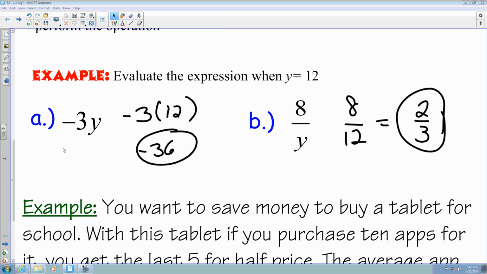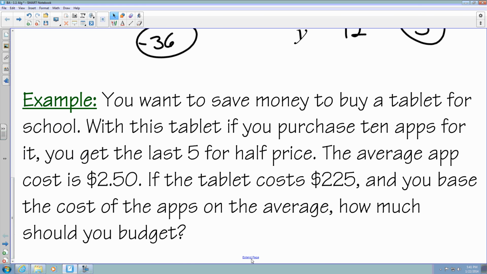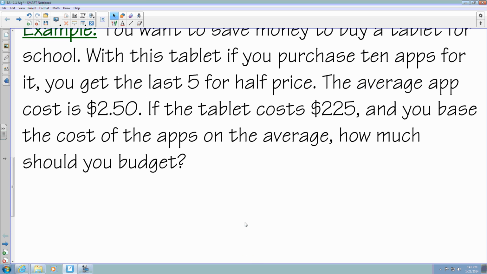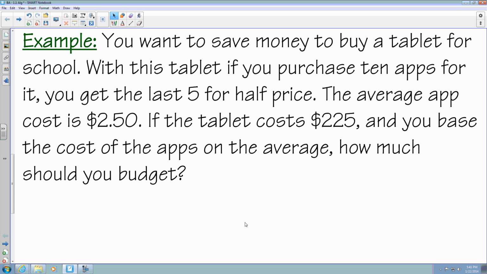Going down, we have some word problems, so let's try to tackle these word problems. I'm going to give myself some more space. All right, here I go. The example is telling us that you want to save money to buy a tablet for school. With this tablet, you can purchase 10 apps, and you get the last 5 apps for half price. The average app costs $2.50. If the tablet costs $225, and you base the cost of the apps on the average, how much should you budget?